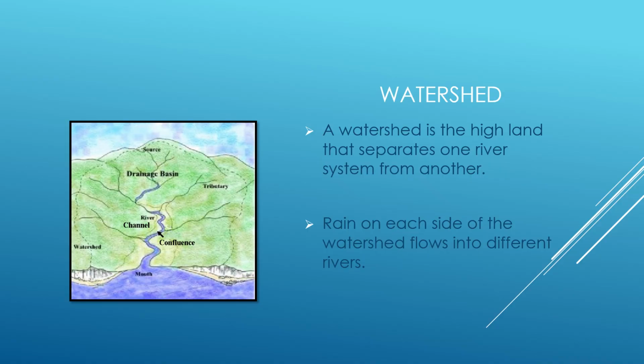So now we're going to the watershed. So what is a watershed? A watershed is the high land or a ridge that separates one river from another. So it separates two rivers. Rain that falls on one side of the watershed flows into one river, while rain on the other side flows into a different river. So it acts like a natural border. And watersheds are important because they control where rivers flow and how much water they get.